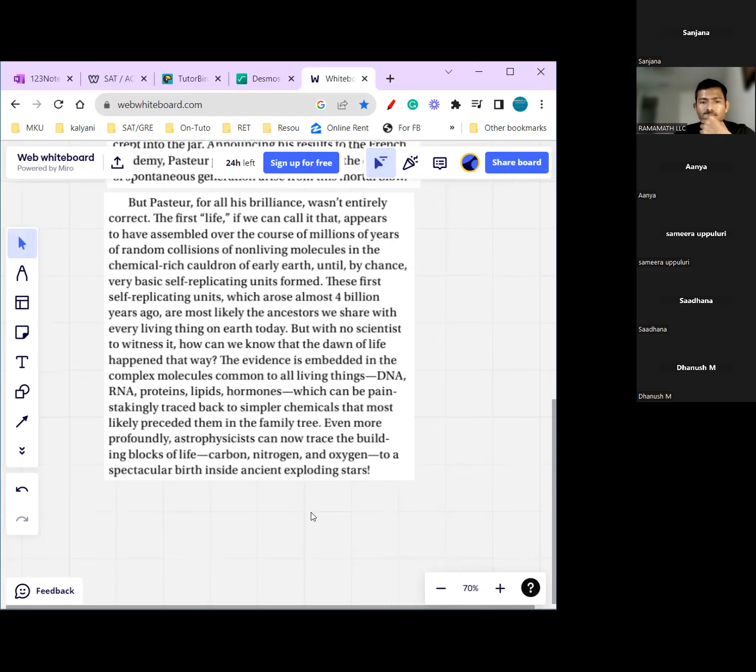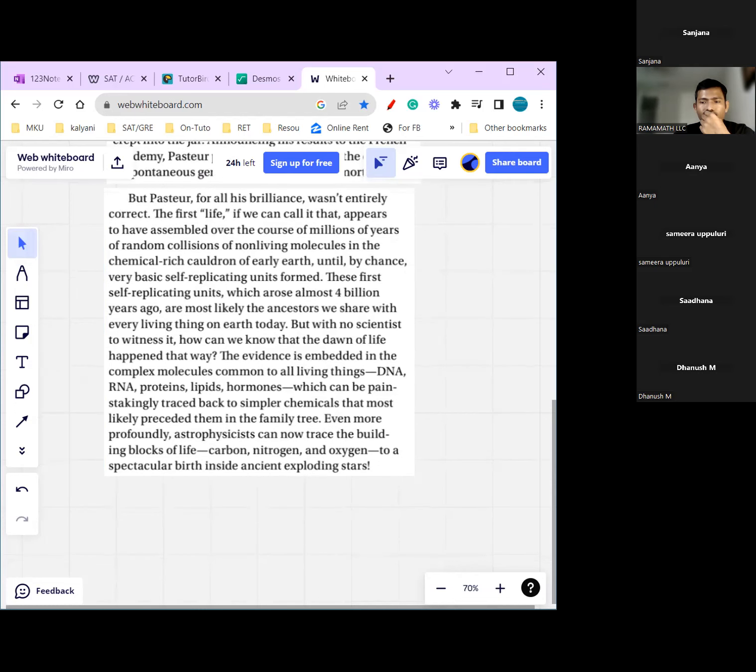But with no scientist to witness it, how can we know that the dawn of life happened that way? The evidence is embedded in the complex molecules common to all living things: DNA, RNA, proteins, lipids, hormones, which can be painstakingly traced back to simpler chemicals that most likely preceded them in the family tree. Even more profoundly, astrophysicists can now trace the building blocks of life, carbon, nitrogen, and oxygen, to their spectacular birth inside ancient exploding stars.